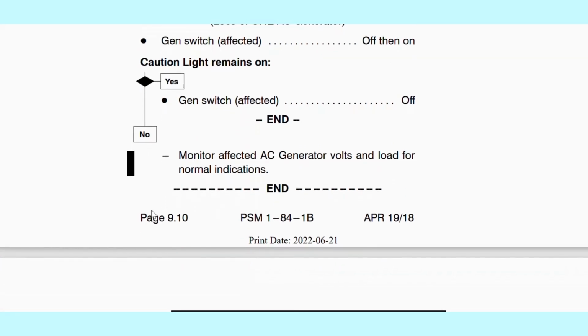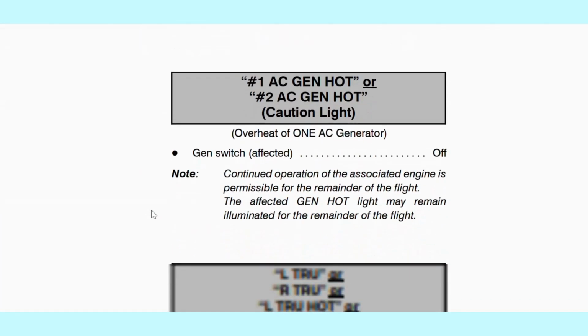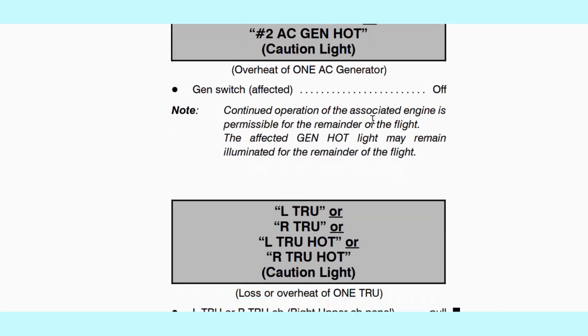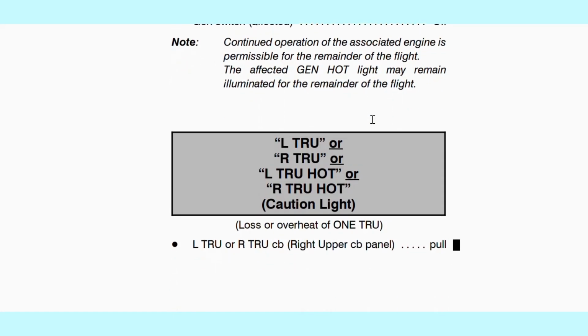And then you have the hot part where the generator becomes hot. Again, it's just similar, if not the same, to the DC gen hot, where you just switch off the generator and isolate it. Okay, if it's a TRU caution light, left or right, or you have a TRU hot caution light, left or right, that's not an issue. Just locate on the right hand side upper CB panel the particular TRU, pull it, isolate the TRU, and it's all good and well.